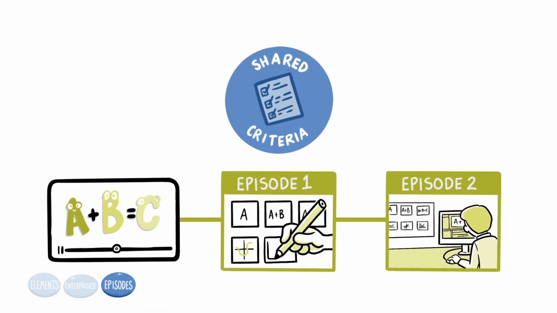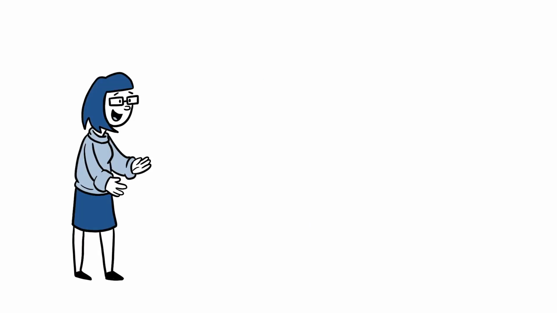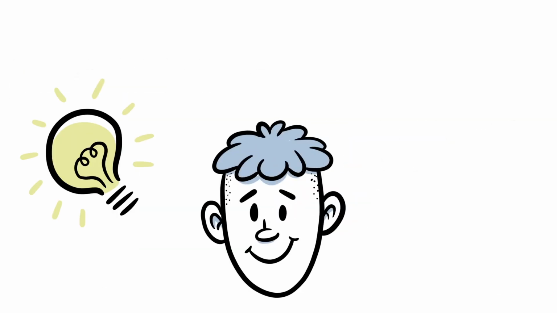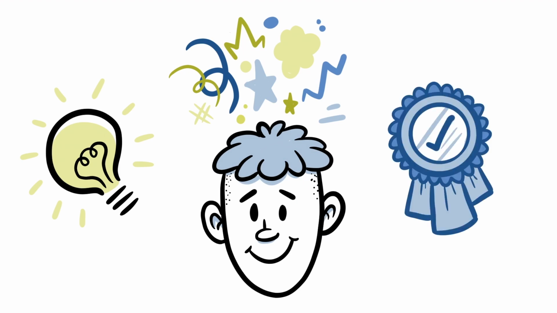Shared criteria are developed for each creative episode and can be used by everyone to track progress and provide feedback to each other. This means that the teacher is not the only one giving quality feedback. Everyone can, as individuals or in groups. This supports learning, helps inspire creativity, and raises the bar much higher for quality.